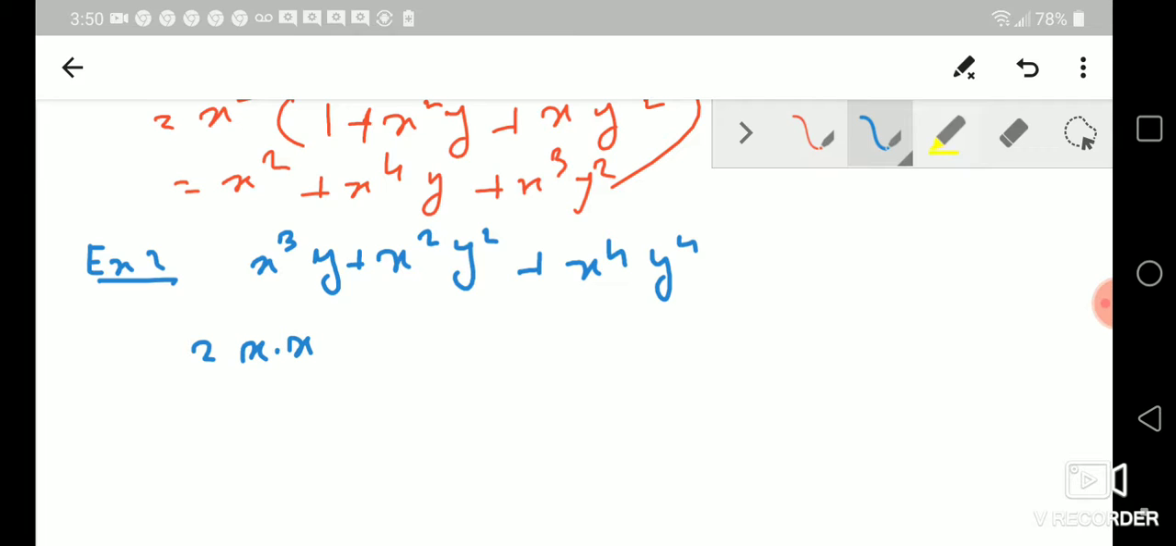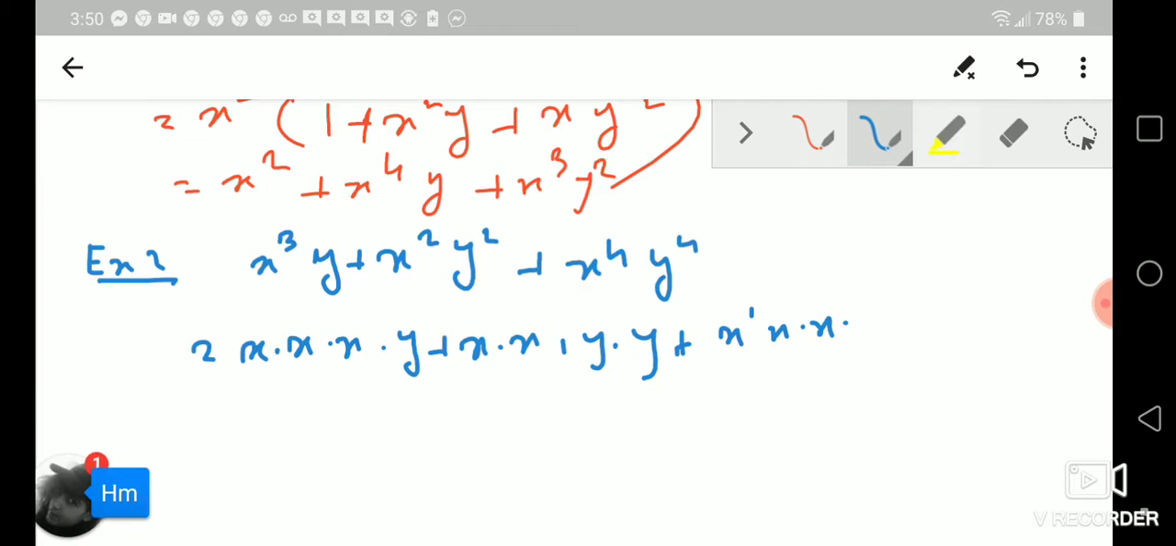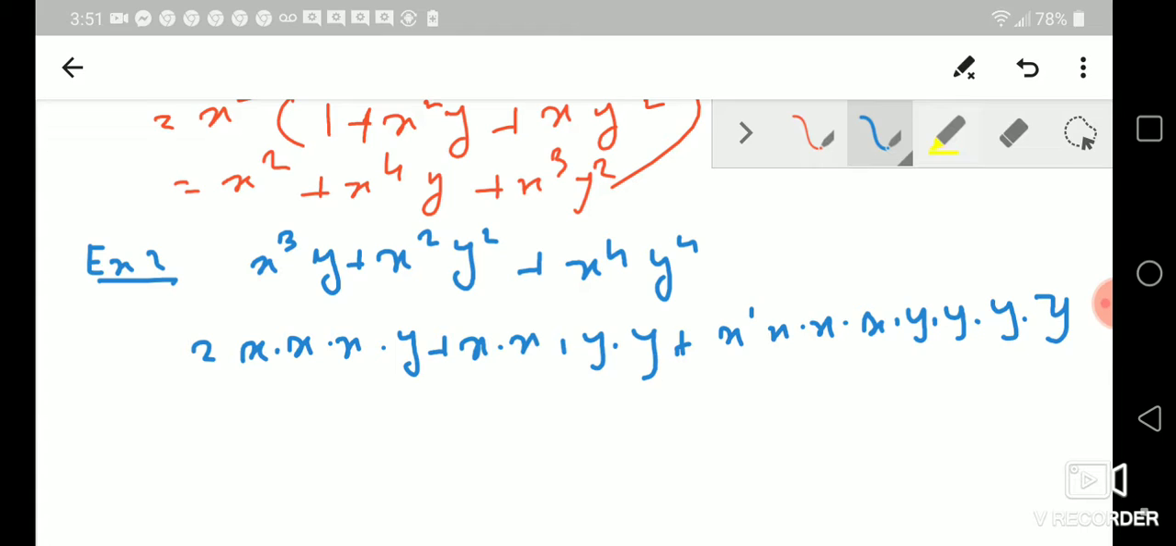So it's going to be x dot y, and this is going to be x dot x dot y dot y, and this is going to be x dot x dot x dot x dot y dot y dot y dot y. So it's going to be 4 x's and 4 y's. So we break down the terms into simplified form without the exponent, and now we'll try to see what is common between them, and then we'll divide by the common factor from all the terms.